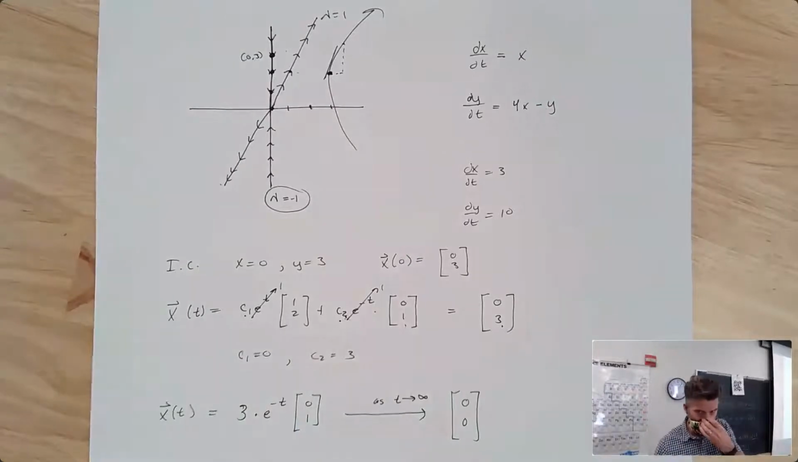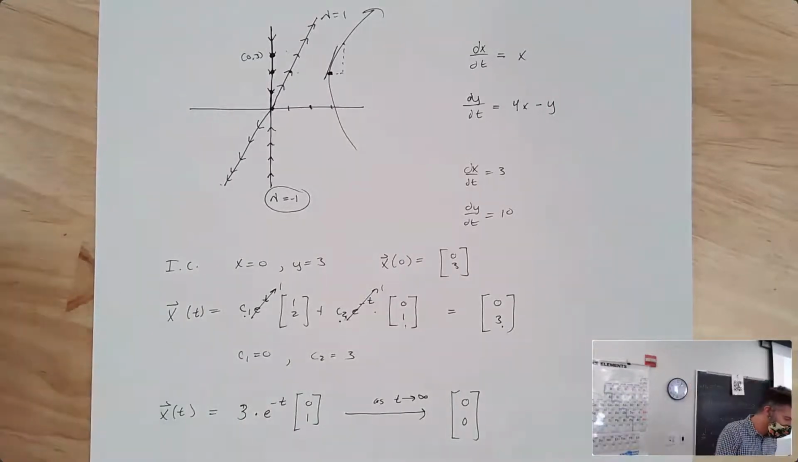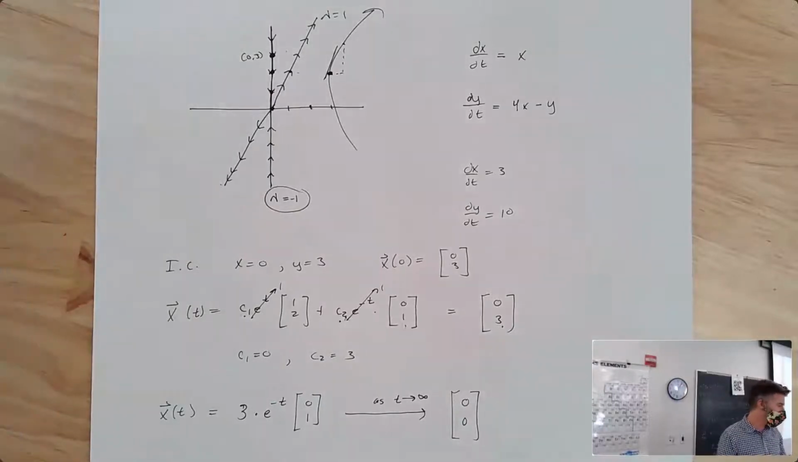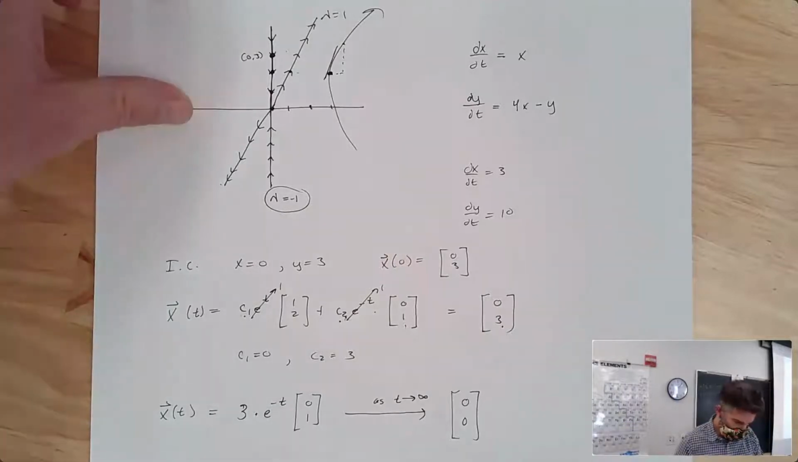But yes, let's answer the more challenging type of question. What if we don't have a zero in one of those corners? Which, to be honest, is going to be the case most of the time. Let's take a look. Yeah, question.